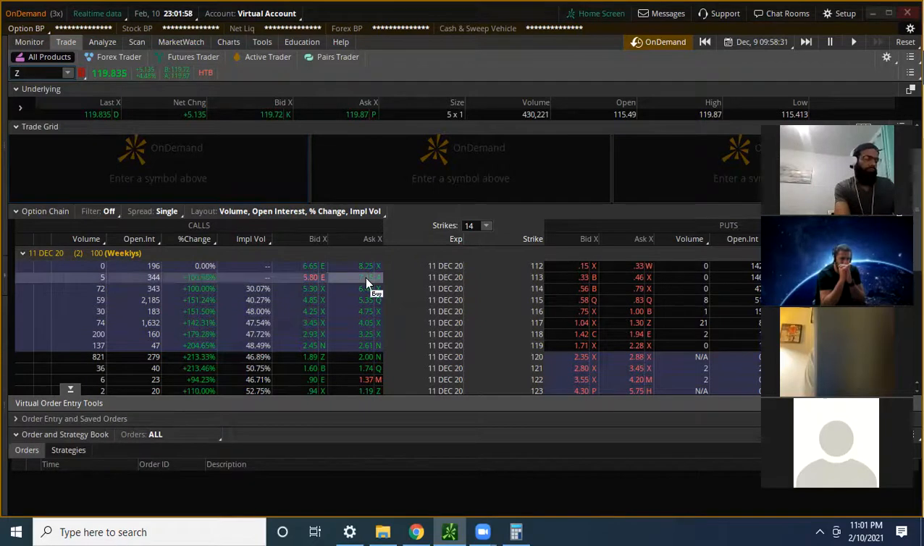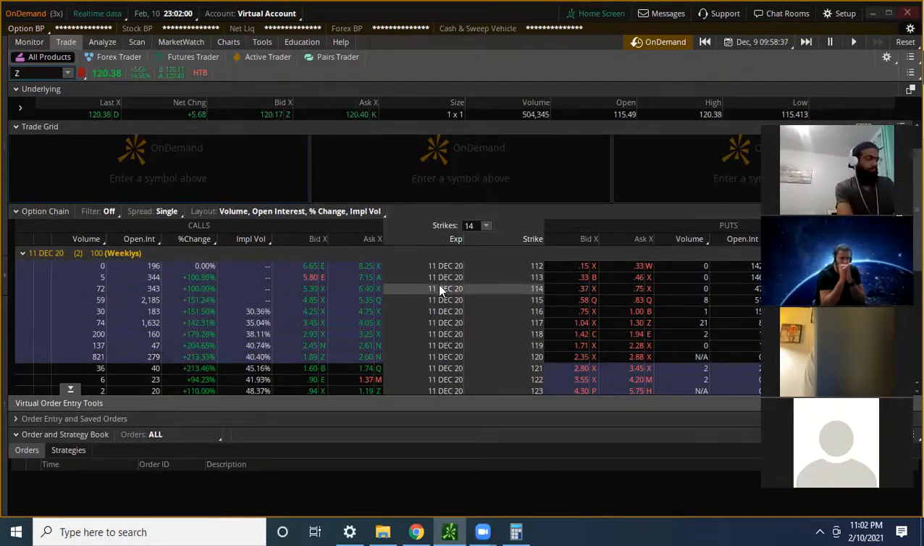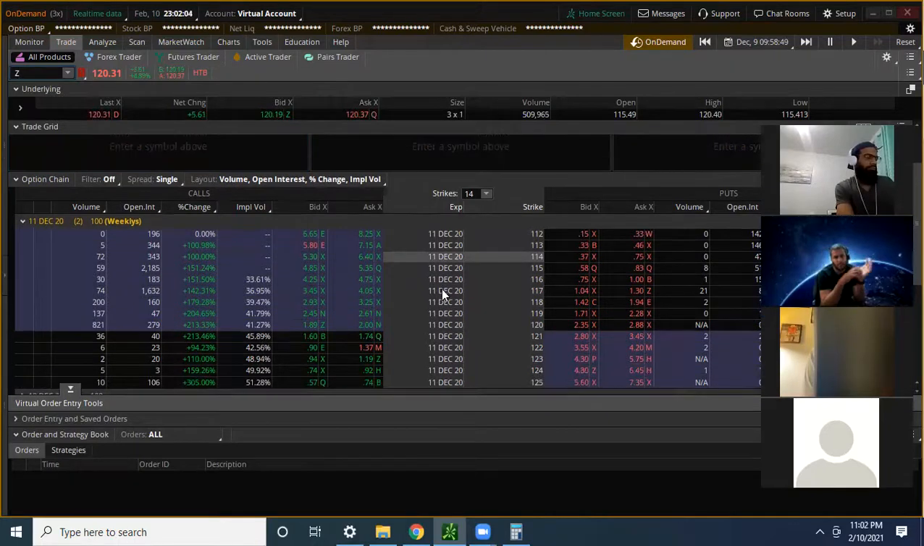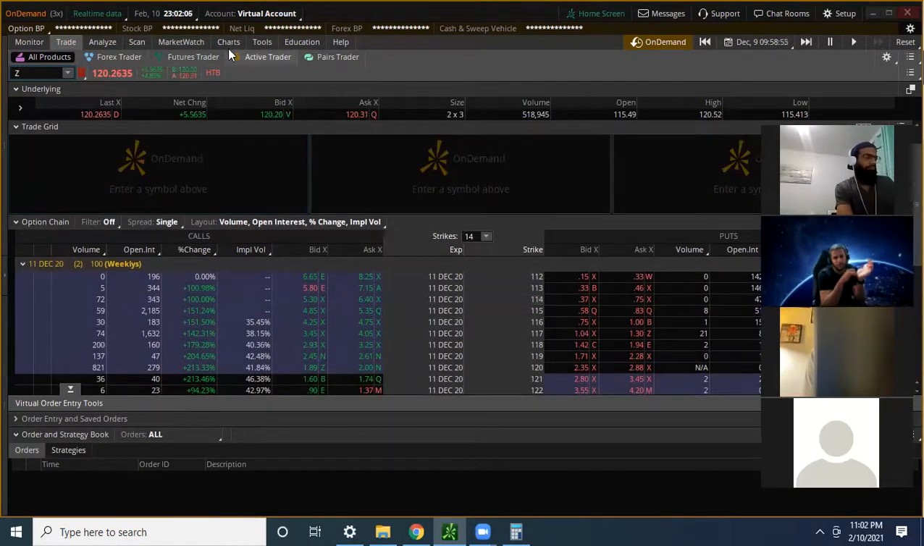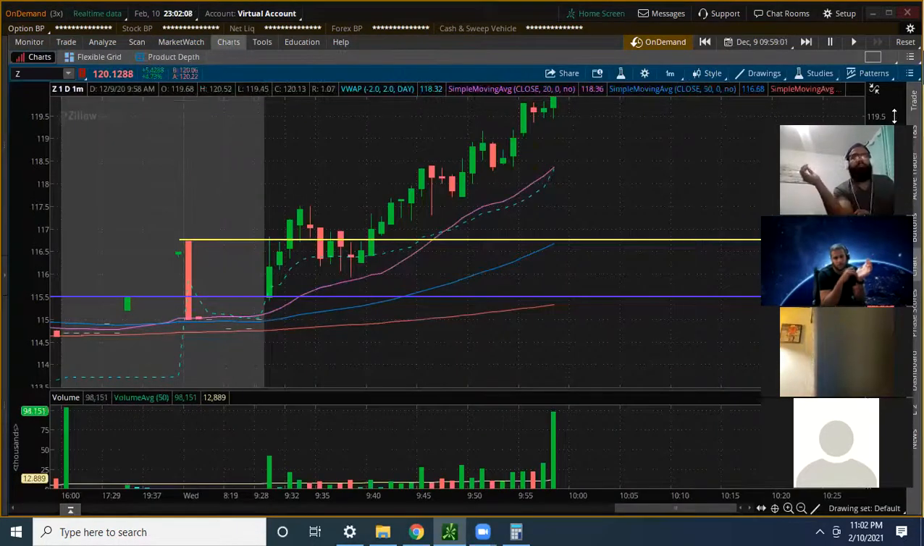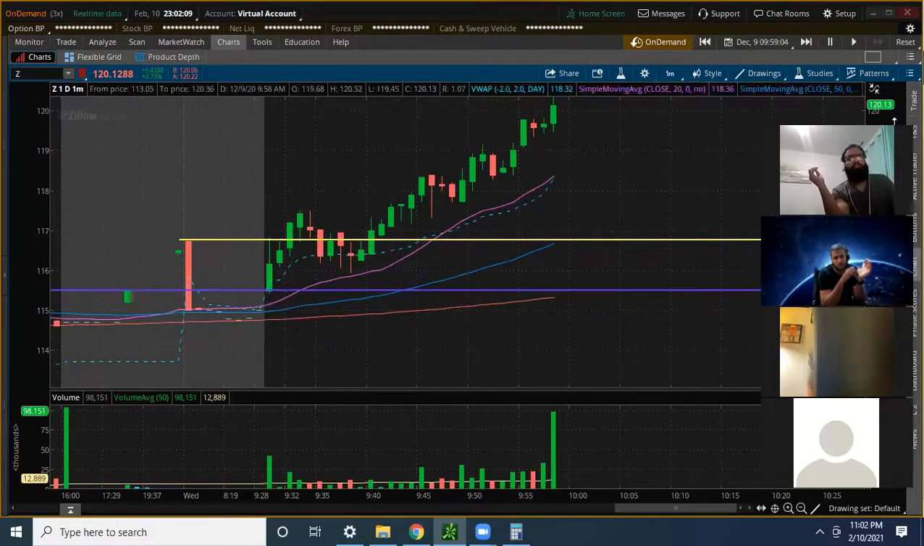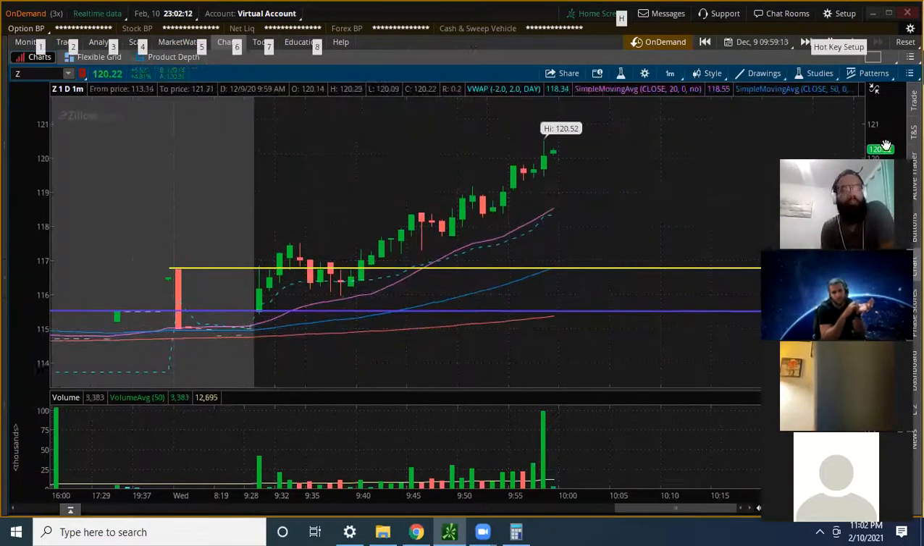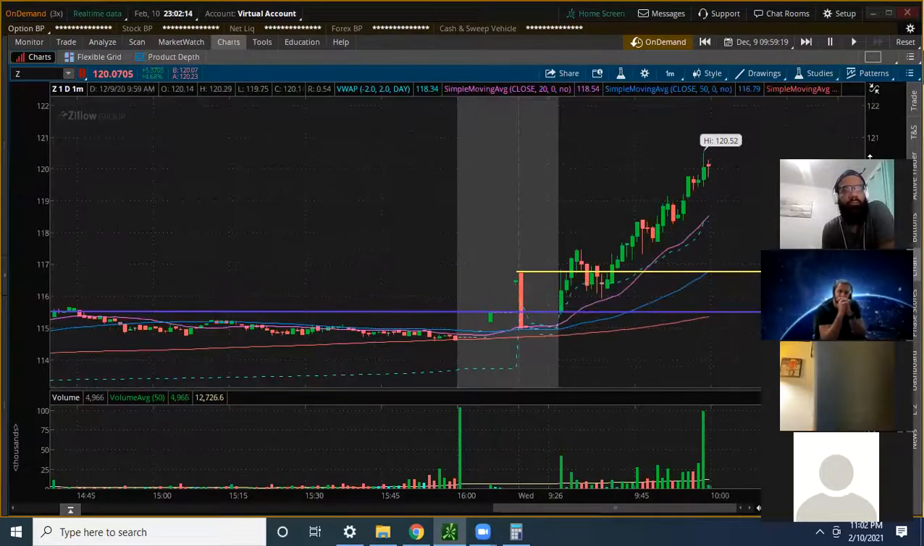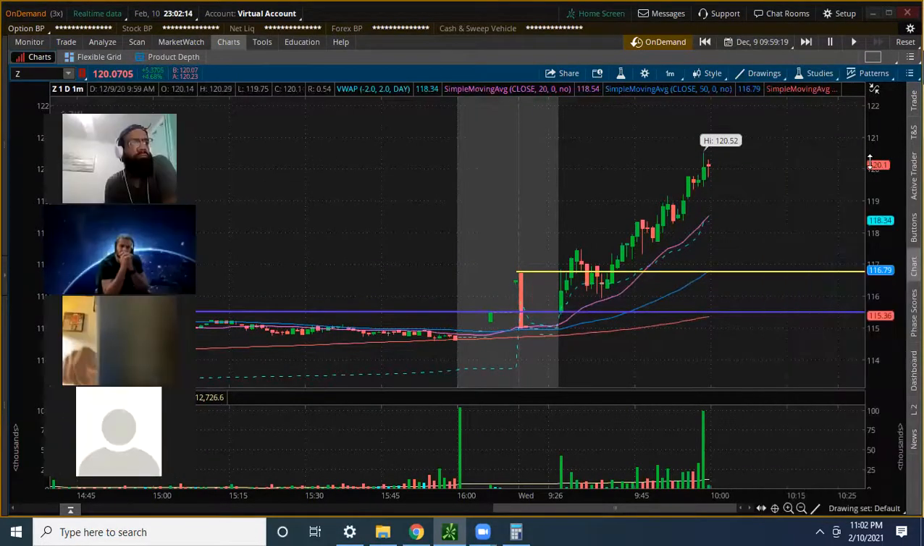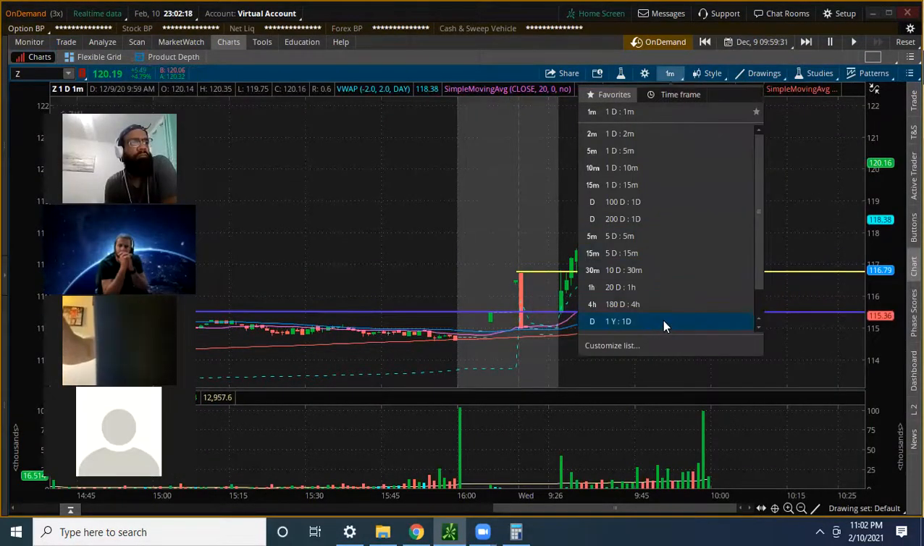Everything is according to the chart. Is the chart good? Do you have volume? Do you have all those factors that we spoke about, right? So let's go back to the chart and see what happened. Look at Zillow doing its thing. Crazy. Look at that. And we're going to look at the daily chart, see what's happening.